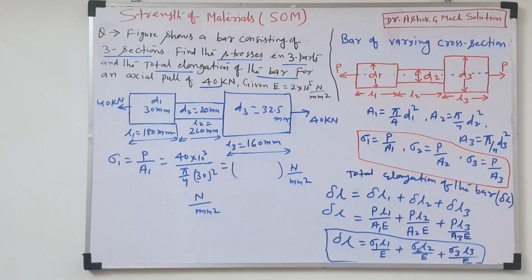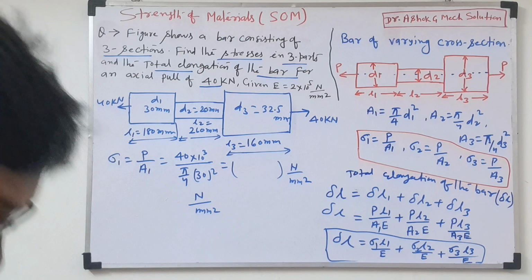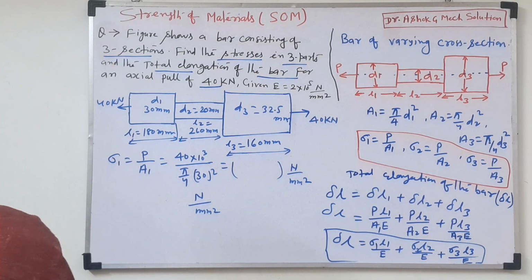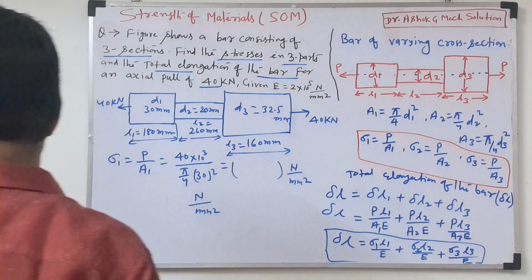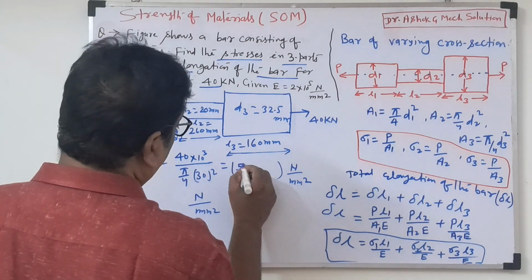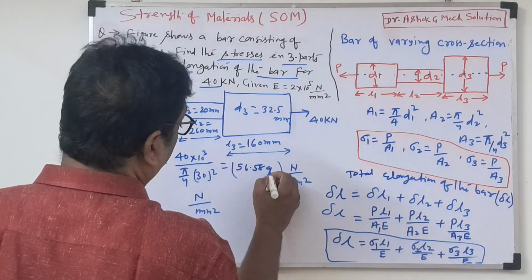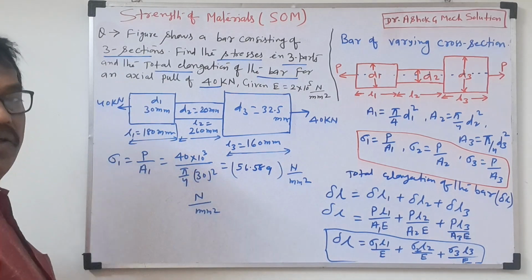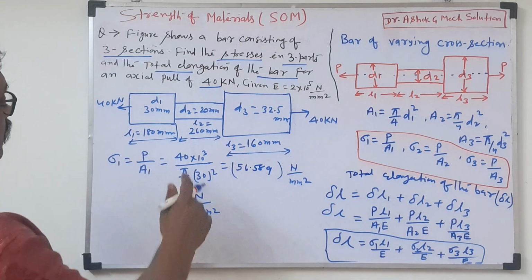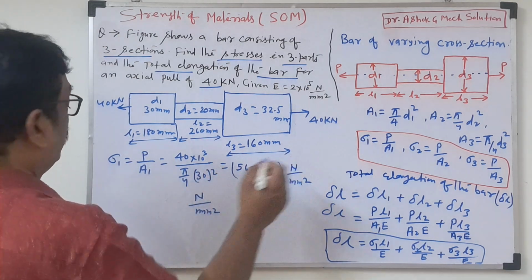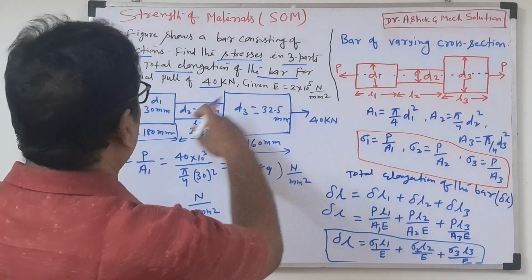Okay, you have to use the calculator and calculate. So this value is sigma 1 equals 56.589. If you use the calculator, keep it in degree mode and calculate stepwise. This is the value of the stress for the first section.